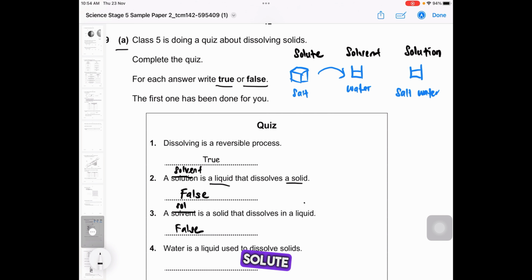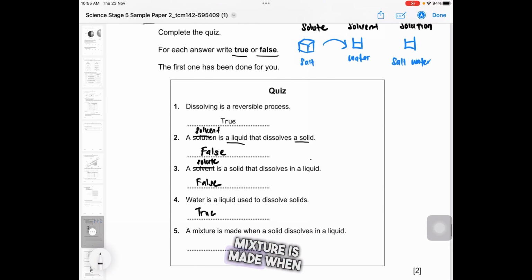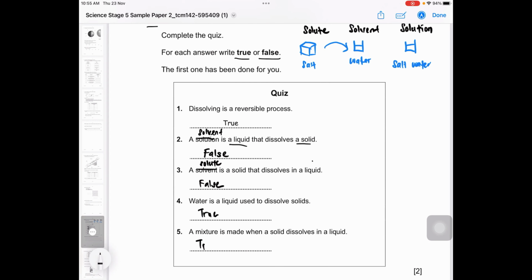A solute is a solid that dissolves in liquid. Water is a liquid used to dissolve solid. True. Usually we use water as a solvent. A mixture is made when solid dissolves in a liquid. Yes, true. So this is a mixture.